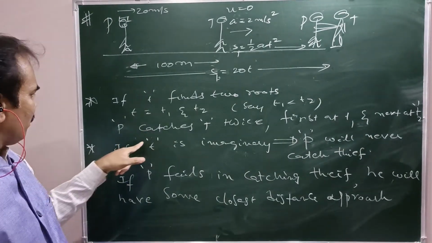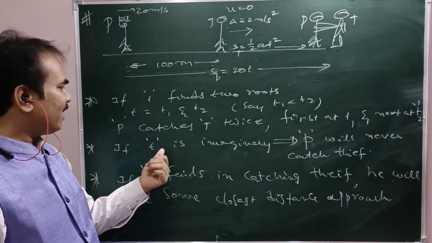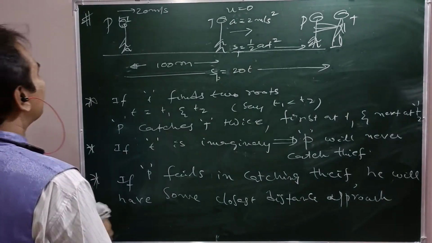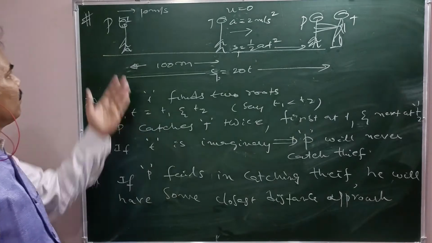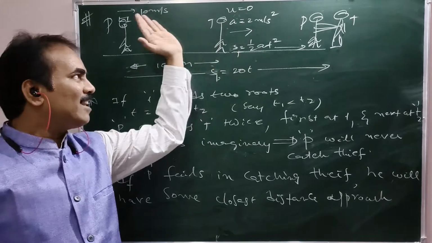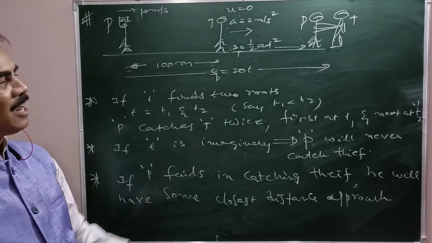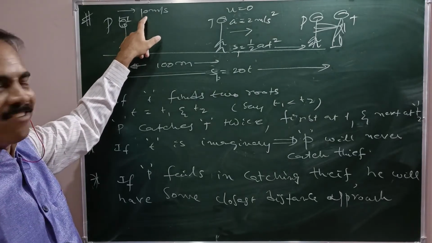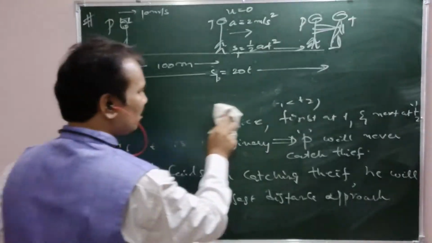Now, let us see this example, where t is imaginary. Suppose the speed of the policeman here is 10 meters per second. The initial velocity of the thief is 0 and the acceleration is 2 meters per second square, so s equals half at square. The initial separation is 100 meters. Everything is the same except the speed of the policeman, which changes from 20 meters per second to 10 meters per second. Now let us see that example also.